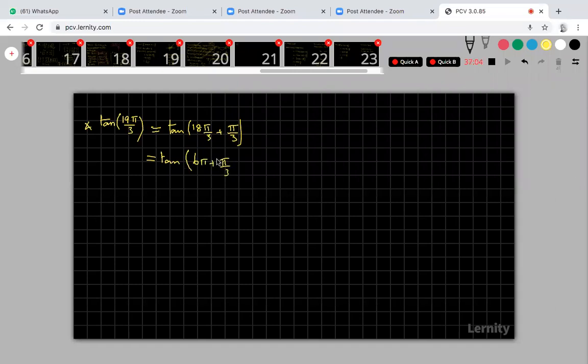Okay, now what is the formula? Tan of n pi plus x is equal to tan x. So therefore, this is taken as n pi. Tan of n pi plus x is tan x only. So therefore, tan of pi by 3. What is tan 60 value? That is root 3. Okay, please take that.